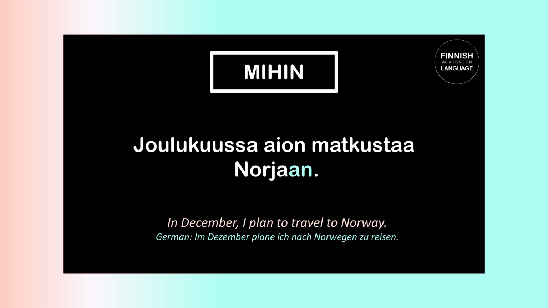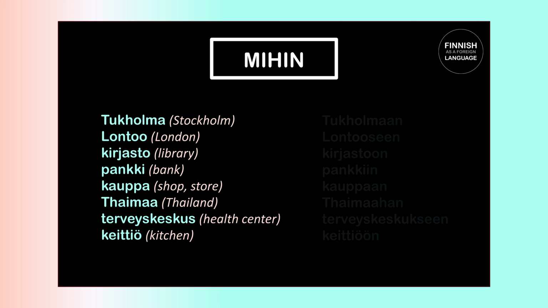And where do I plan to travel to? To Norway. That's why we need the illative case here and say Norjaan. Joulukuussa aion matkustaa Norjaan. In December I plan to travel to Norway. Now let's take a look at some more examples in the illative case. Tukholma, which means Stockholm, changes to Tukholmaan.